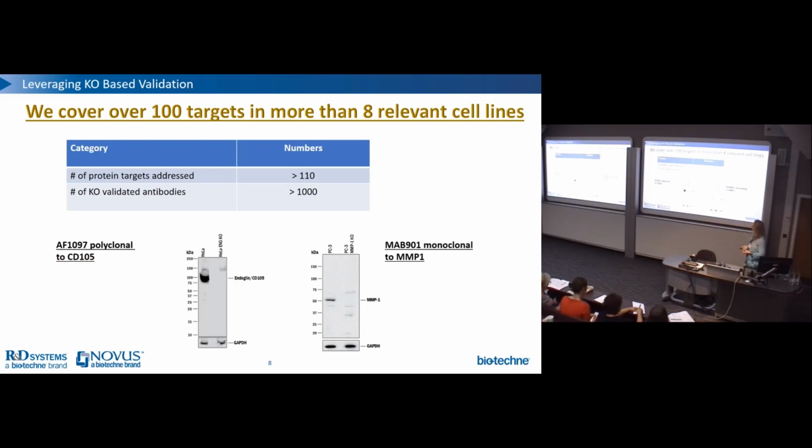This is just 2 examples, again, going back to polyclonals don't have to be a bad reagent. It really depends on how well you validated that the first time around. So I show you an example here. This is our anti-CD105, really nice, strong band in a HeLa cell line. After knockout, it's 100% gone. There are no questions.